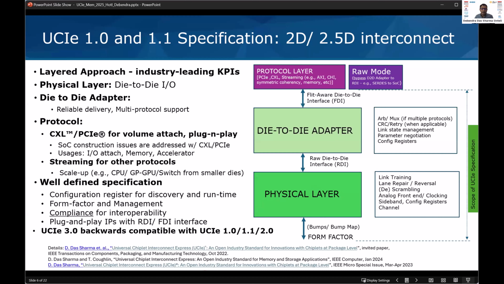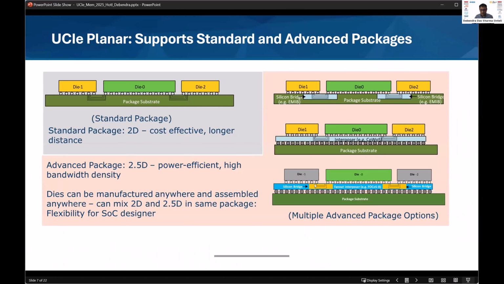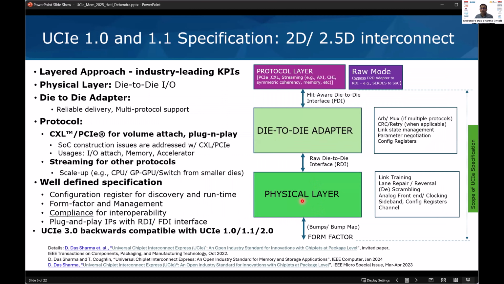Now, the physical layer includes things like clocking, analog circuitry, channel, sideband, scrambling, descrambling, lane reversal, lane repair, basically the whole nine yards there. The die-to-die adapter layer deals with reliable delivery of the bits across, and also effectively CRC and replay mechanism. And also it is capable of handling multiple protocol layers and dynamically arbitrating between them. And the scope of UCIe is from here to here.